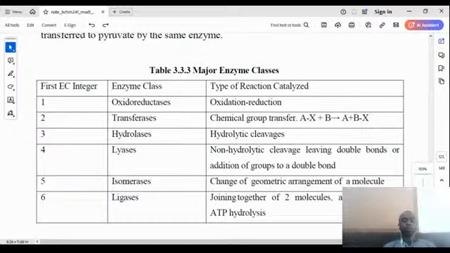So the first integer, we have oxidoreductases, which carry number 1, and the type of reaction is oxidation-reduction reaction. Number 2, we have transferases, chemical group transfer. Let's say from AX, when you have AX, A is being removed and X is being transferred to B. We have A plus BX. Hydrolases, hydrolytic cleavage, are number 3. The fourth class, lyases, non-hydrolytic cleavage, leaving double bonds or addition of groups to a double bond. And the fifth class, isomerases, change of geometric arrangement of a molecule. And the sixth class, ligases, joining together of two molecules accompanied by ATP hydrolysis.